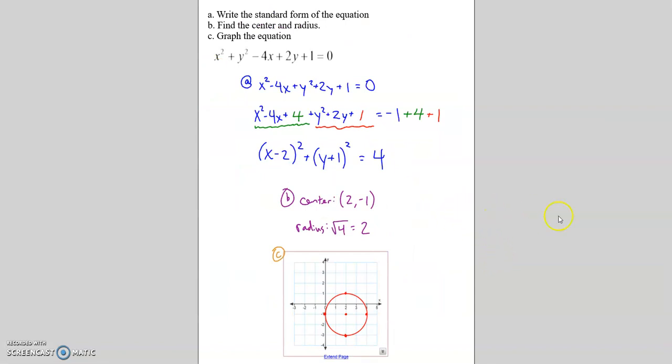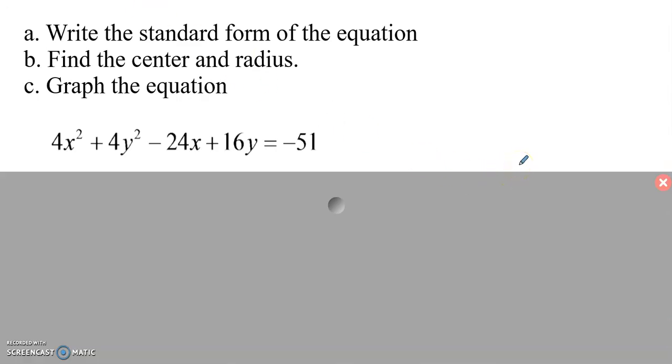All right, let's take a look at another example here. So basically exact same question, but a different equation here. So write the standard form of the equation, find the center and radius, and then graph. So here we go.